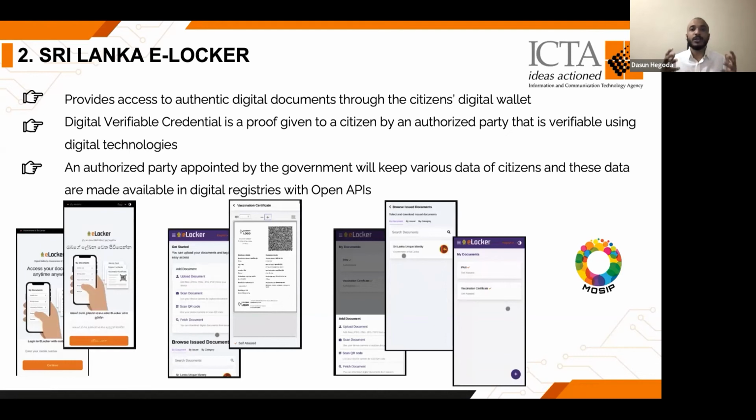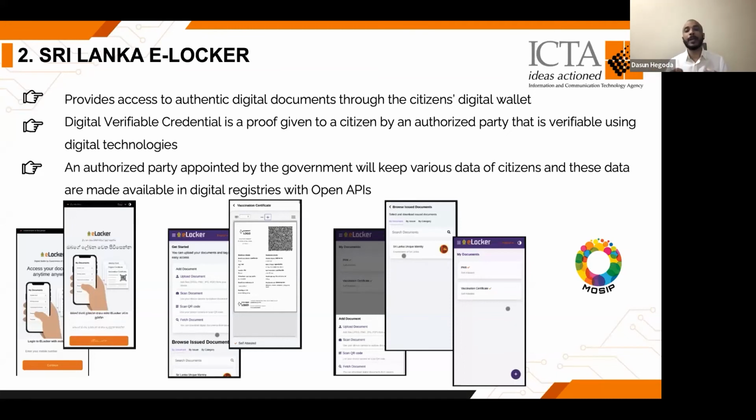SLUDI is Sri Lanka's unique digital identity. We plan to issue a digital identity to each and every citizen in Sri Lanka by collecting their biometric and biographic data. I'm happy to say we have already completed phase 1 and phase 2 of the POC. eLocker was one of the use case implementations of SLUDI.